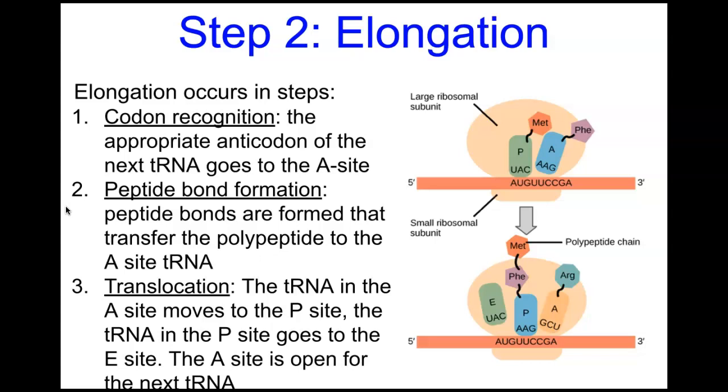Translocation ultimately is when the transfer RNA in the A site moves to the P site. So you're going to translocate that amino acid. The tRNA in the P site goes to the E site, and the A site is open for the next transfer RNA molecule. So you're going to keep these things moving along until eventually a stop codon comes into play.